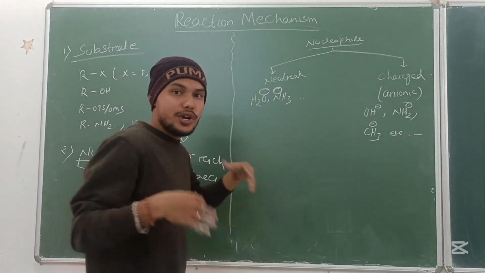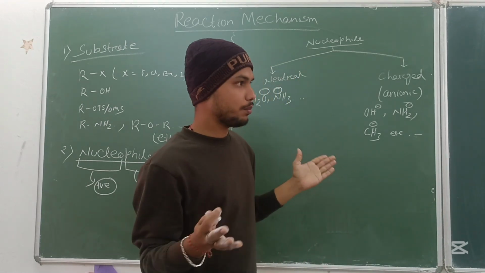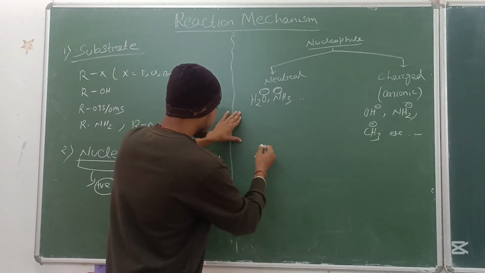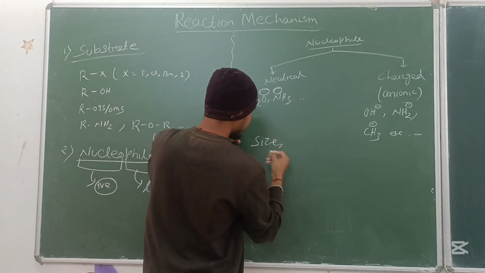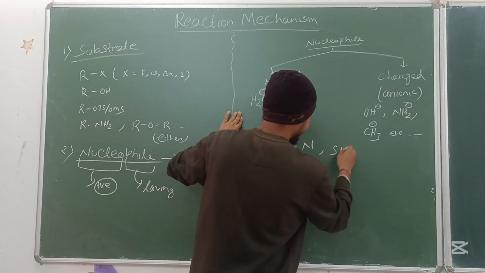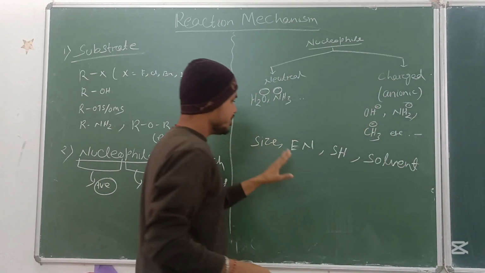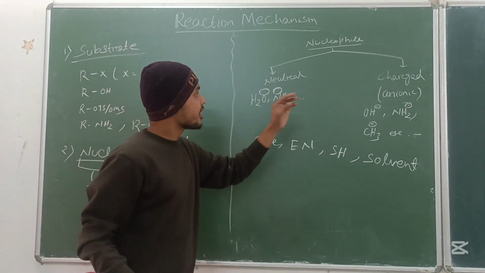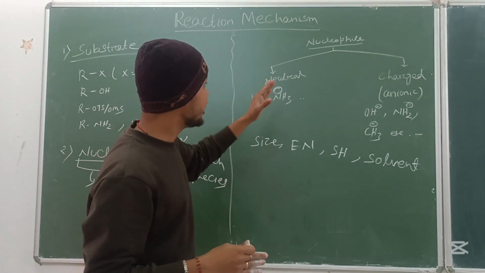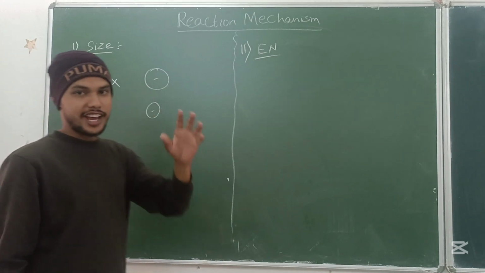So how can we decide the strength of a nucleophile? There are various factors which affect the strength of a nucleophile, or the nucleophilicity of a nucleophile. It may be size, electronegativity, steric hindrance, and also solubility. So these are the factors which affect the strength of a nucleophile. So come to point number 1, size. How may size affect the nucleophilicity of a nucleophile? So let's come to the size concept.